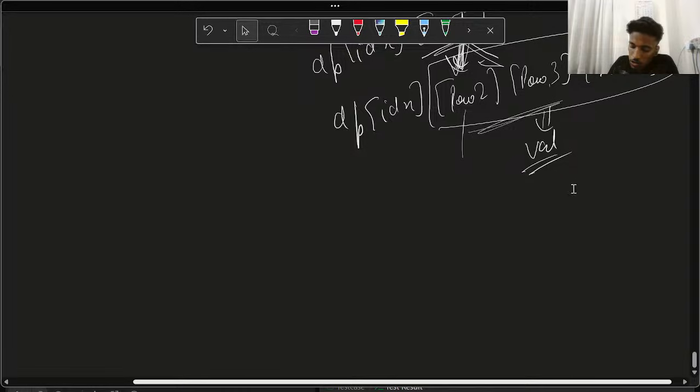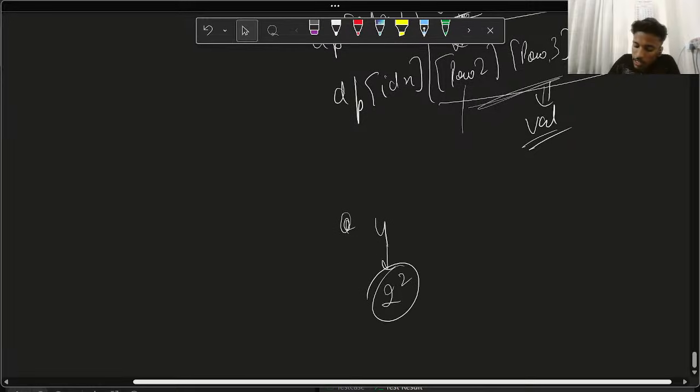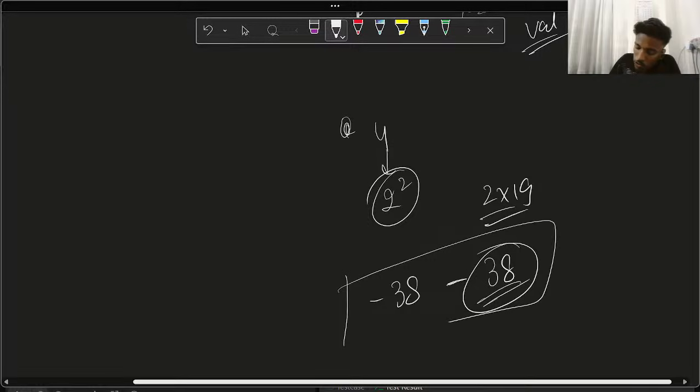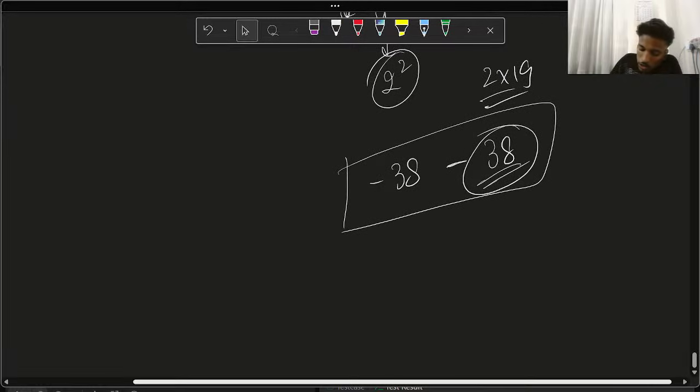At max, it may happen that all of the values contain 4. And 4 contains two factors, like 2 power 2. All the 19 elements may contain this 4, so 2 into 19, 38. The maximum value I can get is 38. What is the minimum value I can get? I can get minus 38 if I divide by all fours. So for 2, the range is minus 38 to 38.